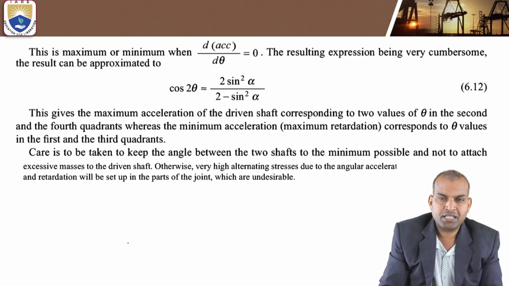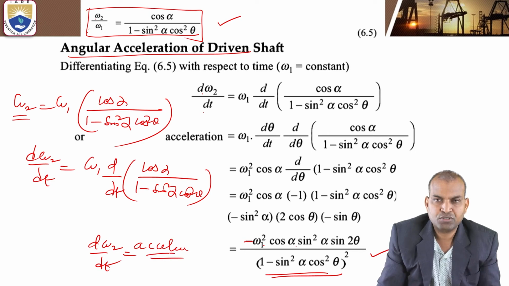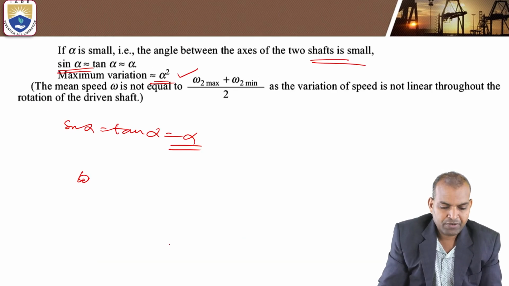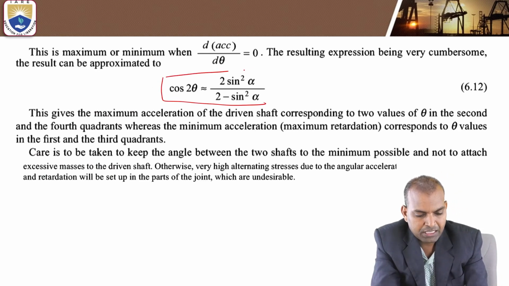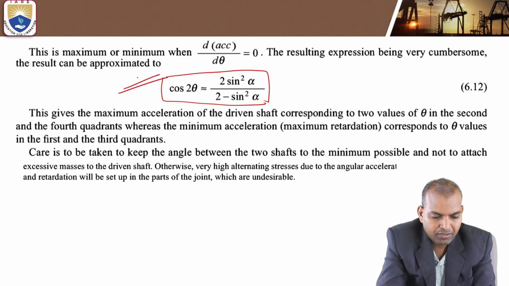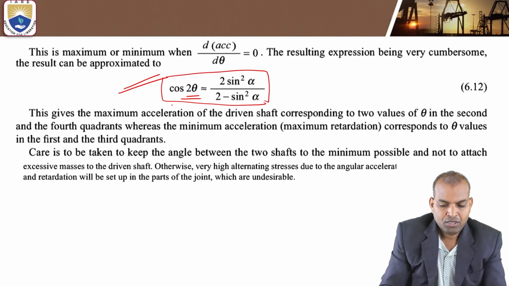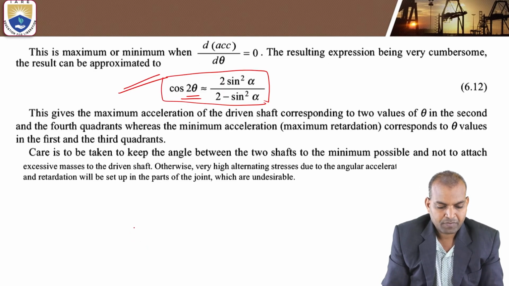Now, if you want maximum acceleration, what to do? Differentiate d omega in this equation with respect to d theta. Then we can see the condition for maximum acceleration. That is 2 sin square alpha by 2 minus sin square alpha cos 2 theta equal to 0. From that, we can get the angle where the maximum acceleration of the driven shaft can be observed, can be calculated. This is the equation: 2 sin square alpha by 2 minus sin square alpha.